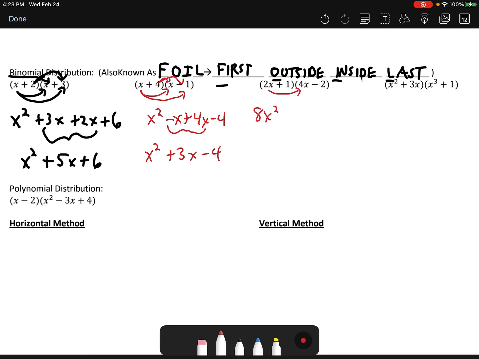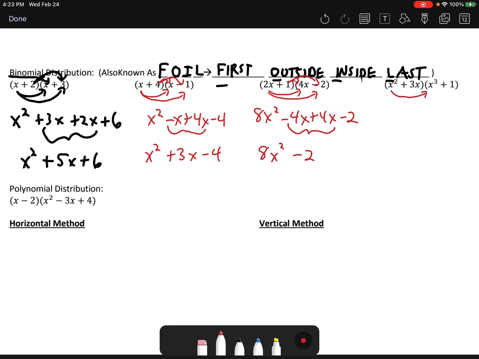Third one, 8x squared minus 4x plus 4x minus 2. 2x times 4x is 8x squared. 2x times negative 2 is negative 4x. 1 times 4x is 4x, and 1 times negative 2 is negative 2. Combine like terms, and guess what? That adds up to 0. So it's just 8x squared minus 2.